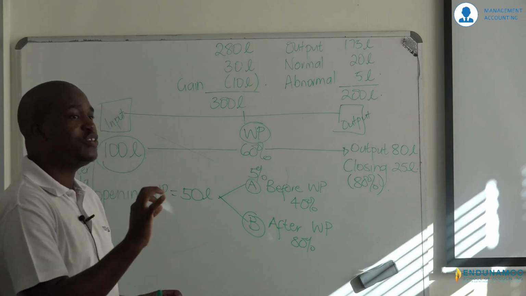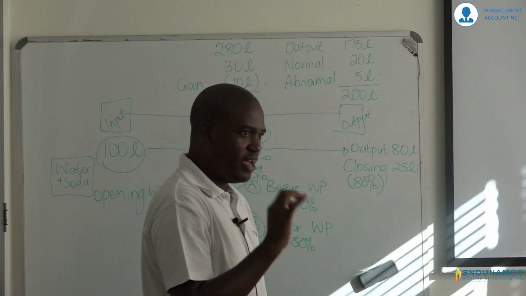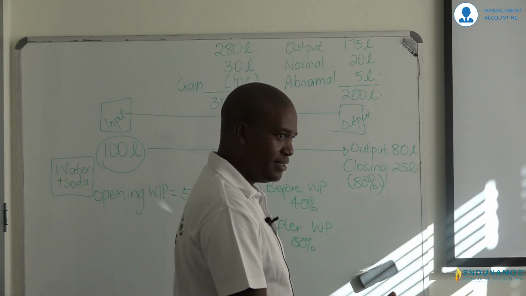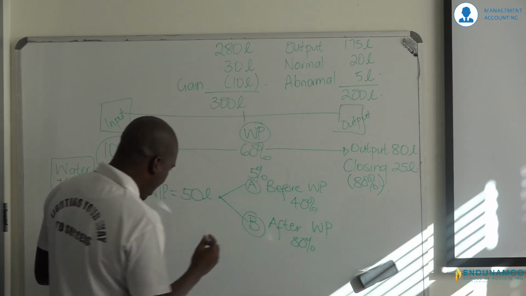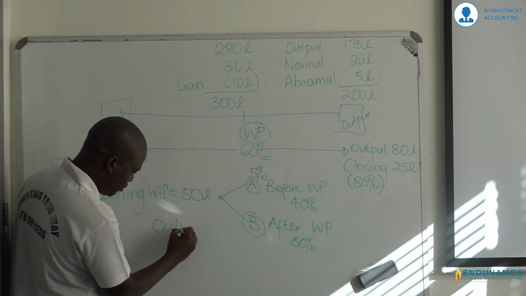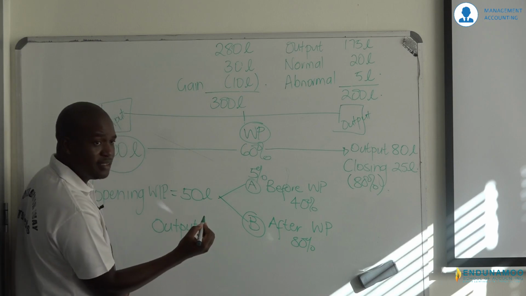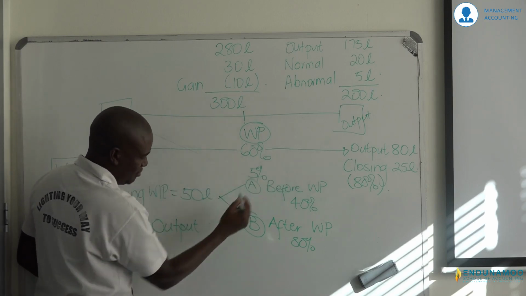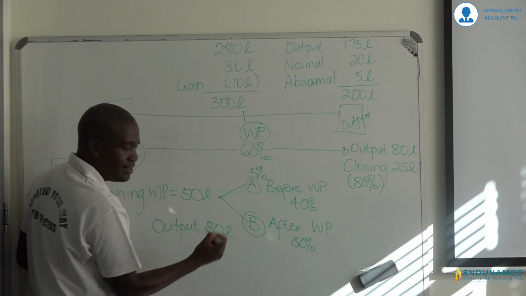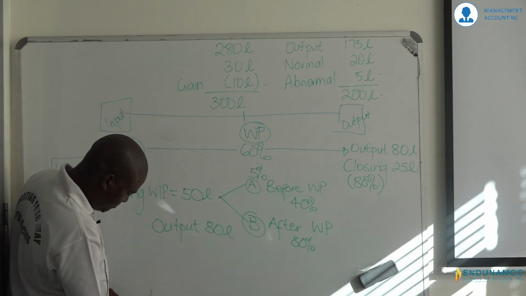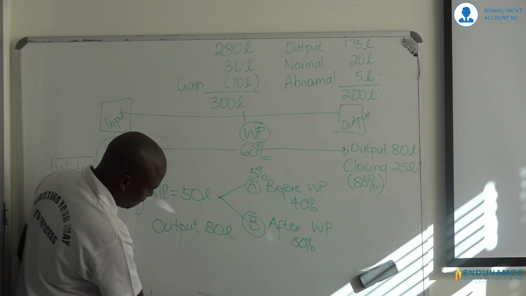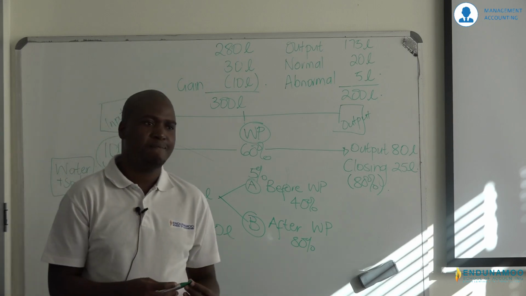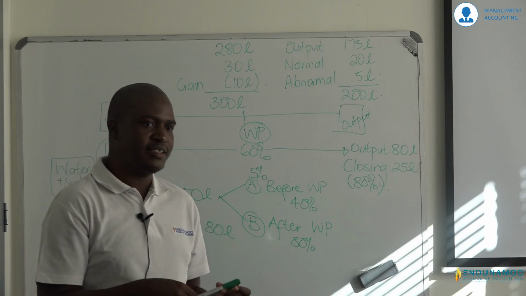So now let's start with number A, when the stock is sitting before the wastage point. So now I say output. Always I start with my output. My output is what? My output is 80. Then my input is what? Do you see that?